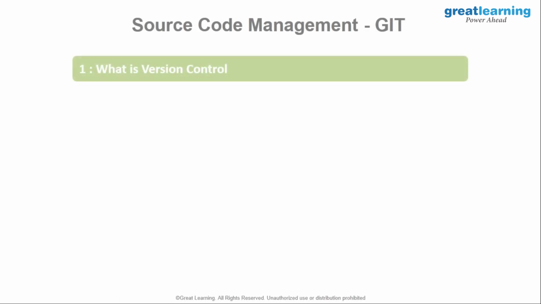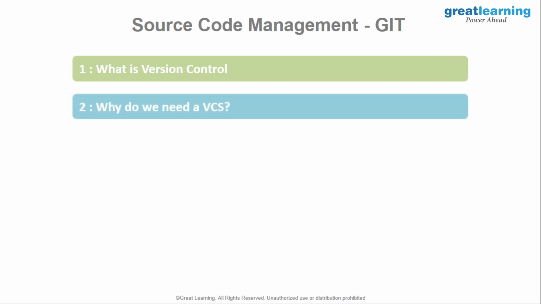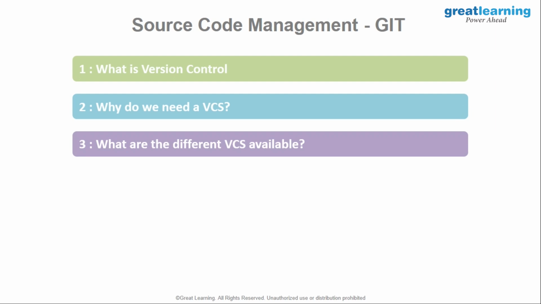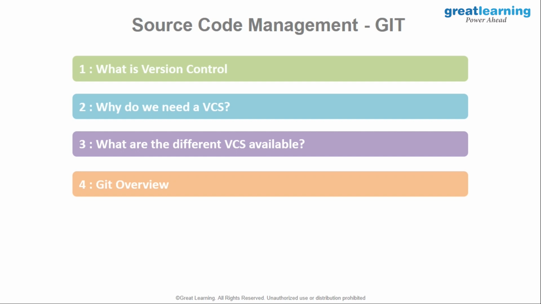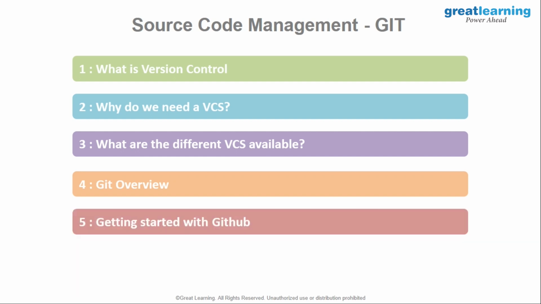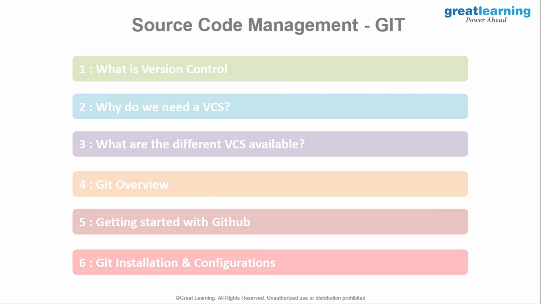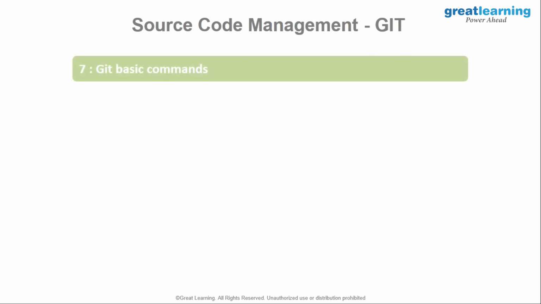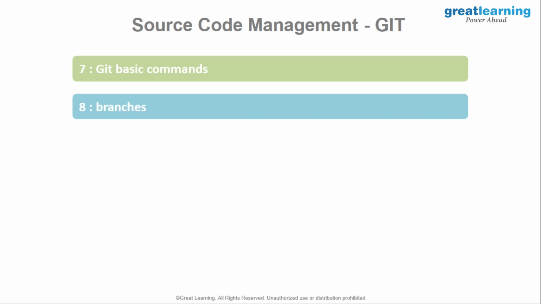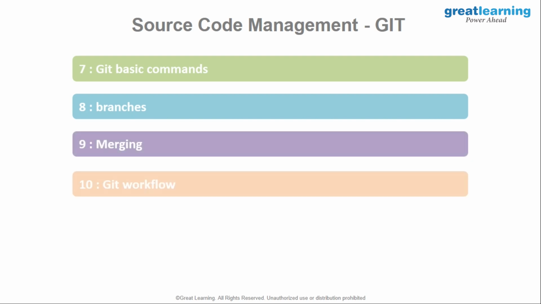So let's go ahead and look at the different topics we'll be covering under this topic. So we have what is version control. We'll understand what version control itself is. Then we'll see the need for a version control system. What are the different version control systems available? Then Git overview. We'll talk about why Git, what Git is. Then we'll get started with GitHub. Then we'll learn how to install Git on multiple systems and configure them. Then we'll basically learn the Git basic commands. Then Git branches, merging, and Git workflow. So these are the different topics we'll be covering when we are talking about source code management with Git.